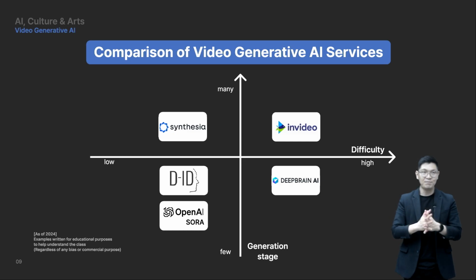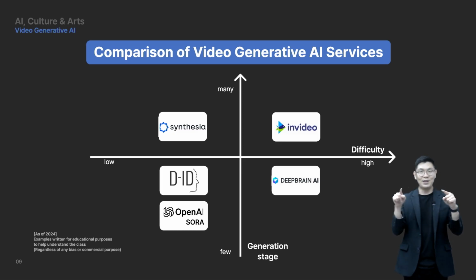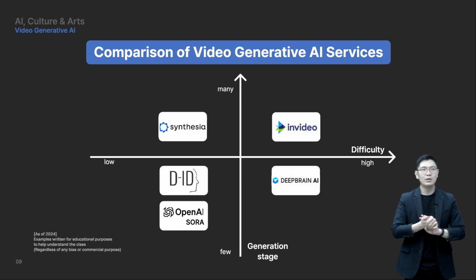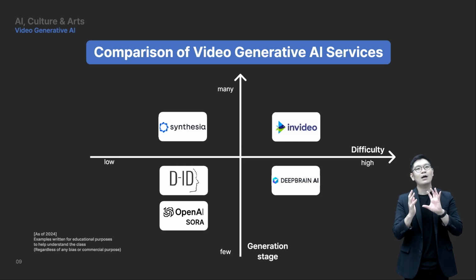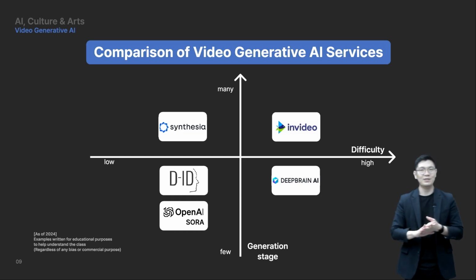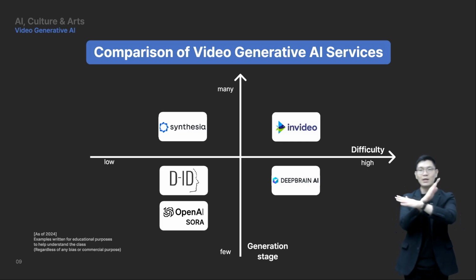All right, let's compare each service. Synthesia and InVideo have more generation steps than the others. In addition, InVideo and DeepBrain require more adjustments than other services. And there's a little more to enter in prompts, making it relatively difficult to use than other services. So you can see the 4 dimensions.